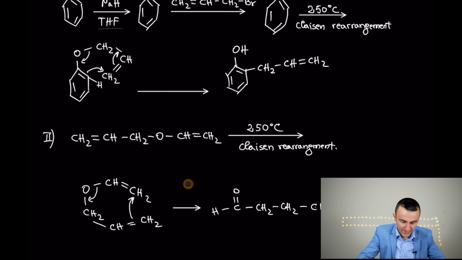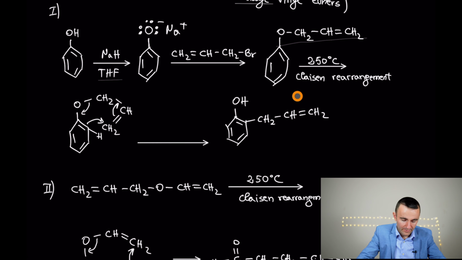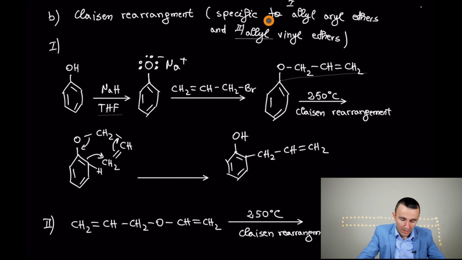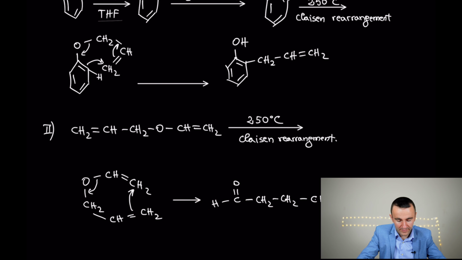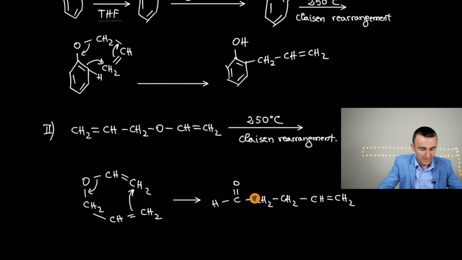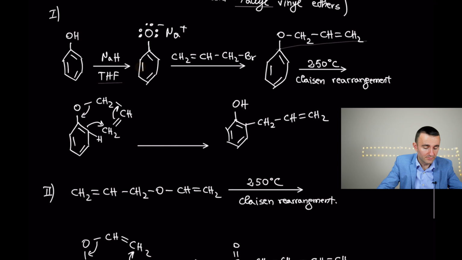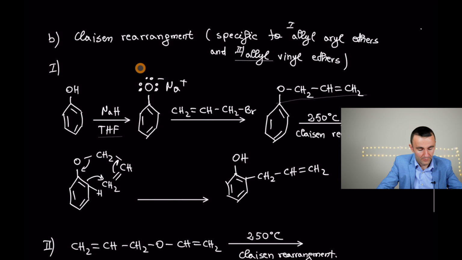The same thing happens with, because this is an allyl aryl ether. So allyl is this group here. Aryl is this group here, and ether due to the oxygen here. And this one here is an allyl-vinyl ether. So in this case, this is going to give this compound as an aldehyde. Okay? Not so much to remember in this one, but the first one was important.